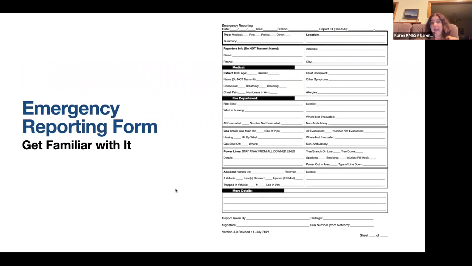This is one side of the emergency reporting form, and I cannot stress enough the need to be familiar with this form. This is a complicated form with a lot of different fields, and when there's an emergency and someone's trying to report the information to you so that you can pass it on to 911, time matters. And we want to be able to fill out this form as quickly and smoothly as possible. And so knowing what the fields are and where they are is going to help in that endeavor.